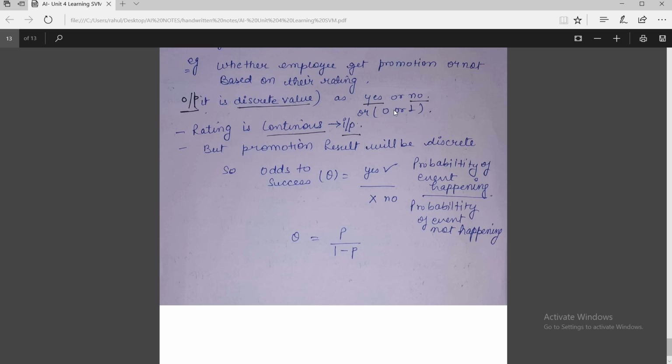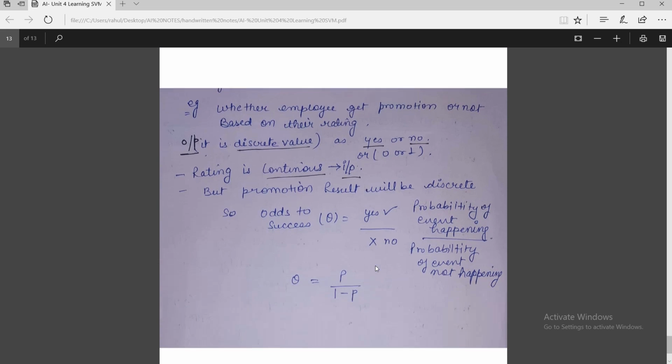But the rating factors or the input factors we are getting are continuous values, while the promotion result will be discrete. So the odds of success, or the theta value, will be either yes or no. It means we are evaluating the probability of the event happening and the probability of the event not happening. That will be generated with p by 1 minus p.